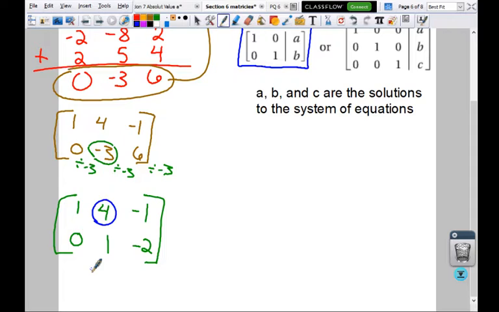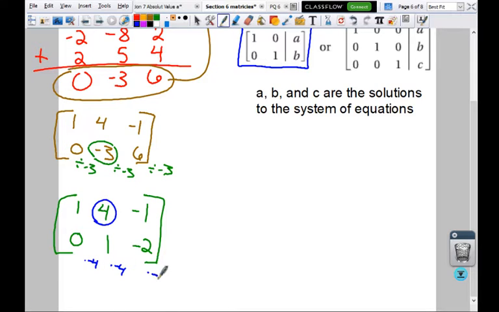Can I multiply by anything to get 0 other than 0? No. So what I'm going to need is to add my bottom row straight up. But if I add my bottom row straight up right now, do I get 0? No. What do I need this 1 to be, to make it a 0 when I add? Negative 4. So what do I need to multiply by to get negative 4? Negative 4.